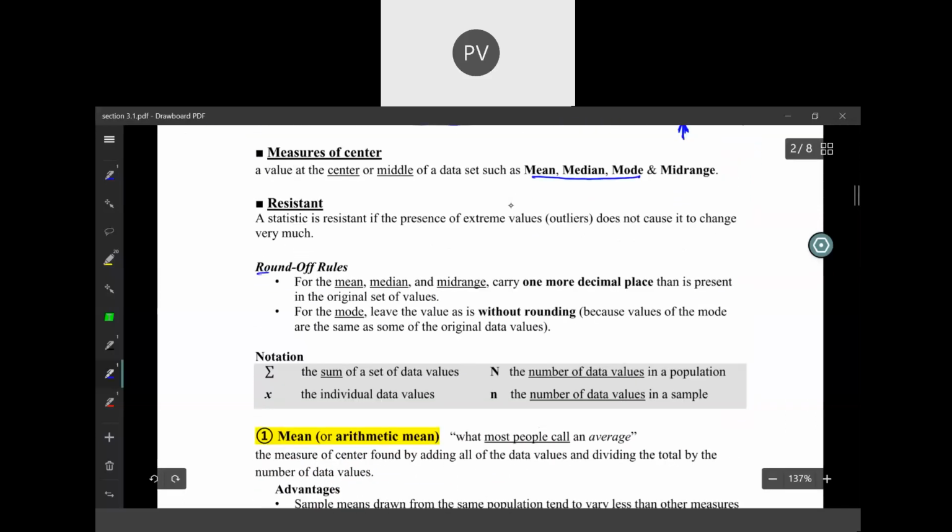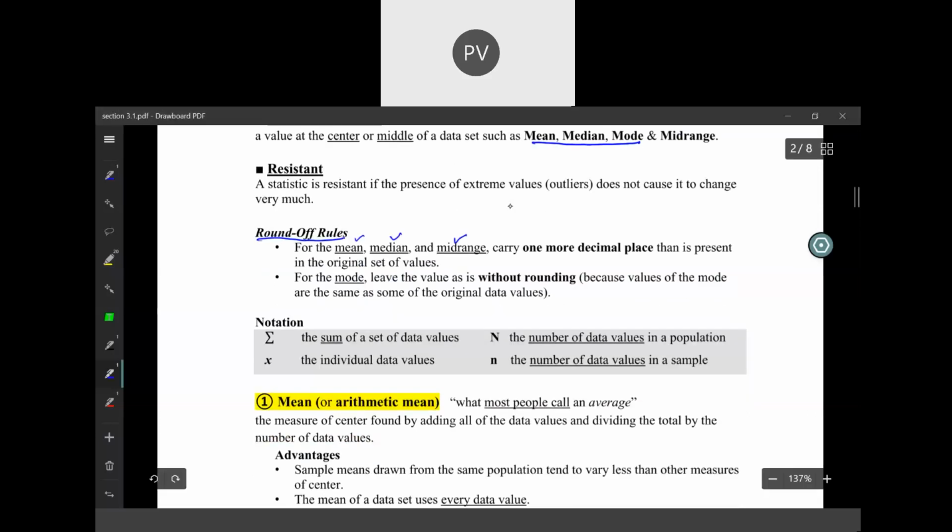These are some of the round off rules. So for mean, median and mid range, do not round off. Okay, so these three should have a decimal point. Now coming to mode, mode will not have decimal points.